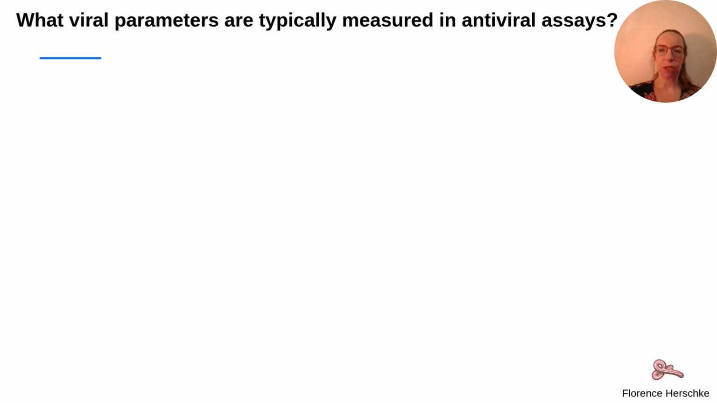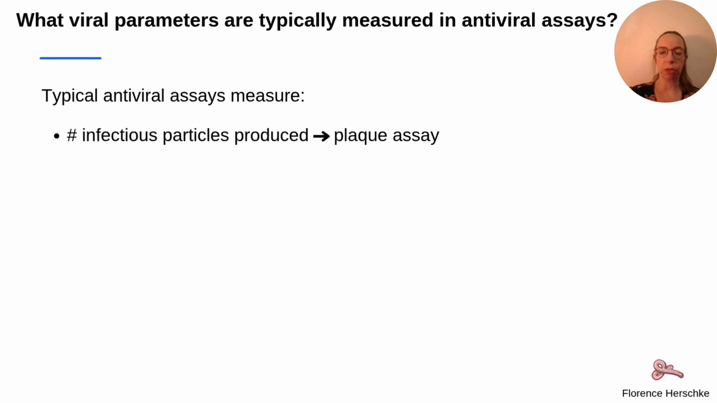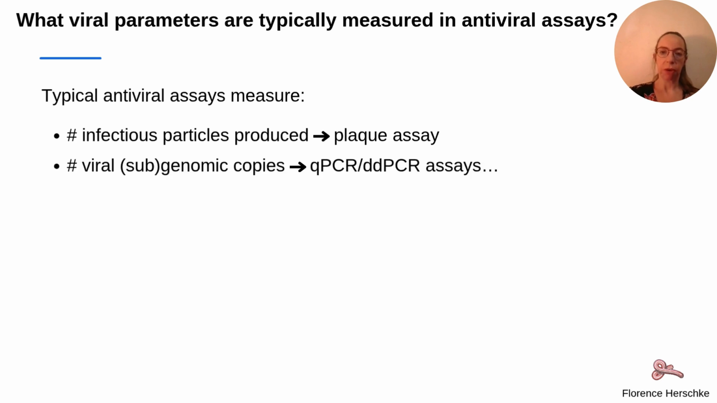First, it's important to remember what parameters are typically measured in assays. Today, I'm going to take the example of antiviral assays and thus viral parameters, but this is also applicable to other types of assays. So typical antiviral assays measure, for instance, the number of infectious particles produced. This is done by plaque assay, or the number of viral genomic or subgenomic copies, for instance, by qPCR or digital droplet PCR assays, or the expression level of a viral antigen is determined.